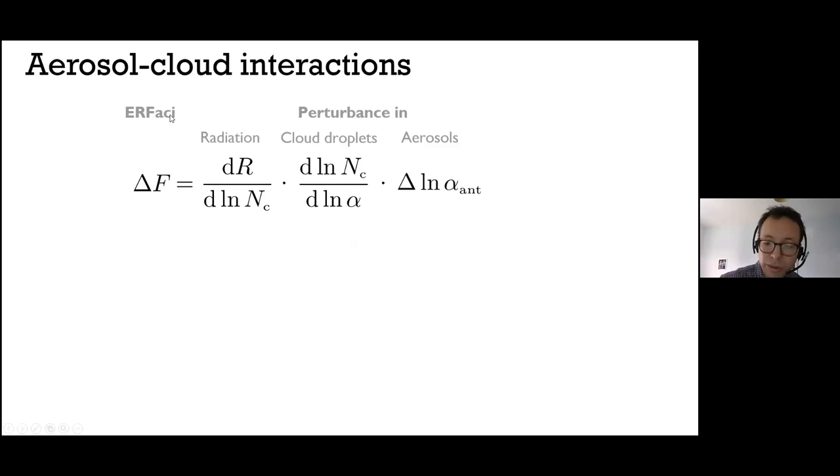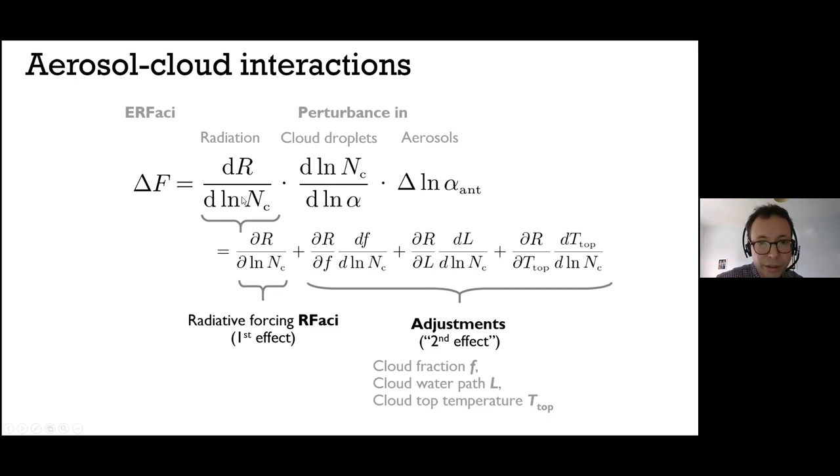And now this effect of the cloud droplet number concentration on the radiation can be split up into the radiative forcing due to aerosol cloud interactions, which is this first effect or Twomey effect, and all those adjustments that I mentioned before. So we have an adjustment that is related to the change of cloud fraction, so that is basically the amount of cloud that is present, the amount of cloud liquid water path, that is the amount of liquid water in the cloud, and the change related to the cloud top temperature, which is equivalent to the cloud top height. And this change is always induced by the change in cloud droplet number concentration.